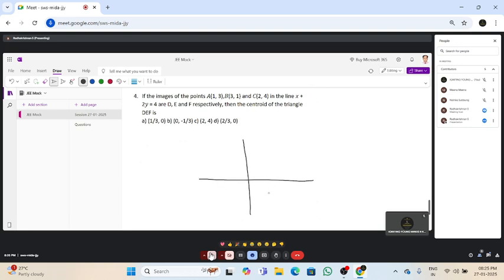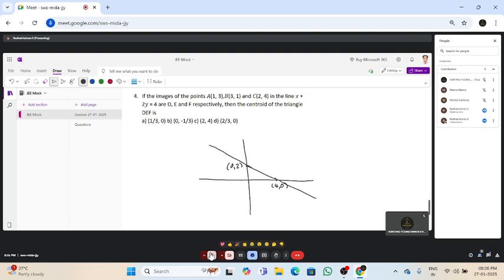x plus 2y equal to 4 அப்படிங்கிறது when x equal to 0, y equal to 2. You put y equal to 0, x equal to 4. So this is your line. If anything is given like this, this is a quick way to draw that. Simply put x equal to 0 and see what is y, and put y equal to 0 and see what is x. Okay, so you get 2 points and that's your line.